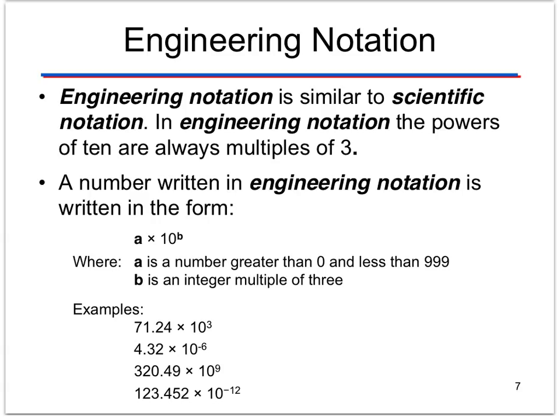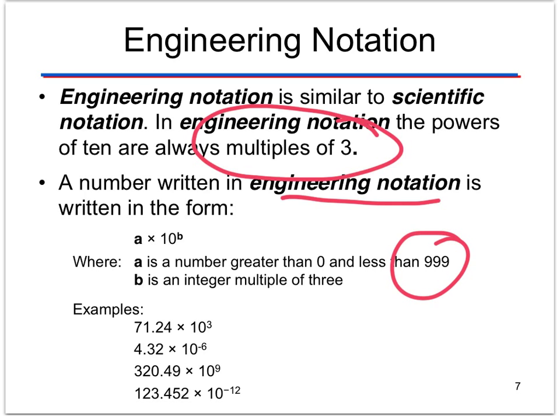Engineering notation is very similar to scientific notation, but the powers of 10 are always multiples of 3. That is super important. A number written in engineering notation is written in a form just like A times 10 to the B. A is a number greater than 0 but less than 999. Very important. And the power is an integer and it has to be a multiple of 3.